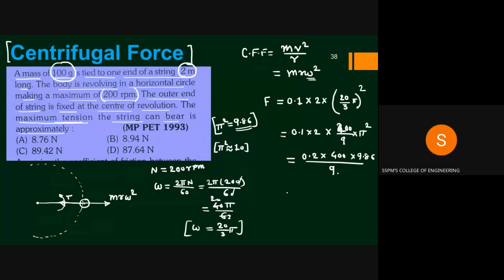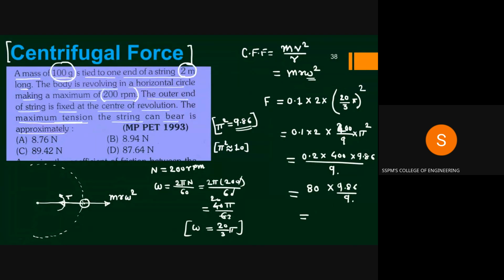Now you can simplify this equation. So 0.2 into 400, this will be 80 into 9.86 divided by 9.